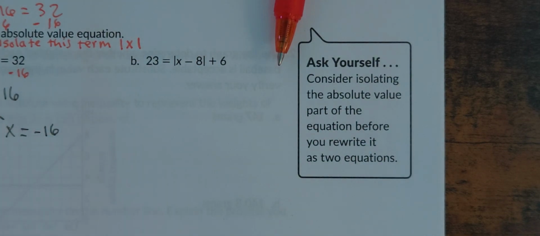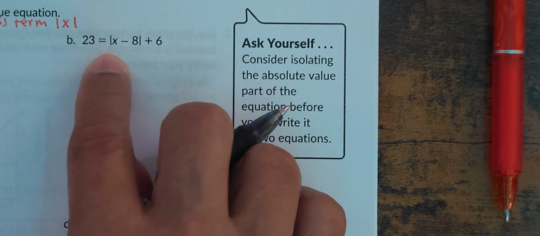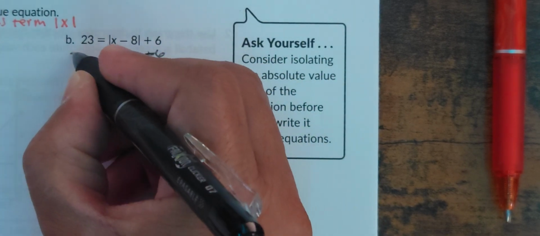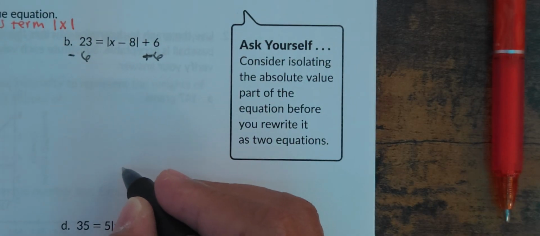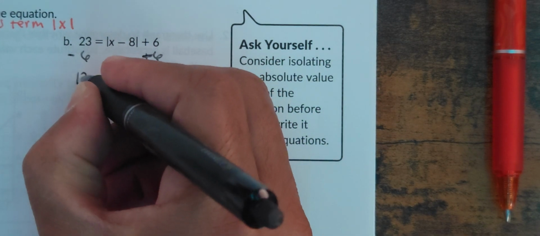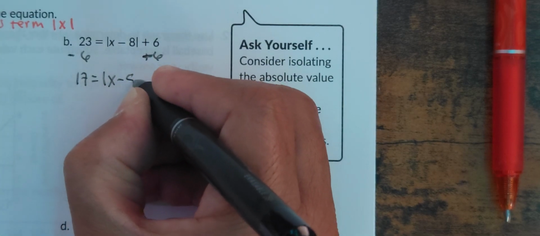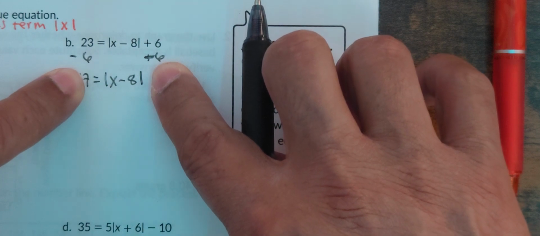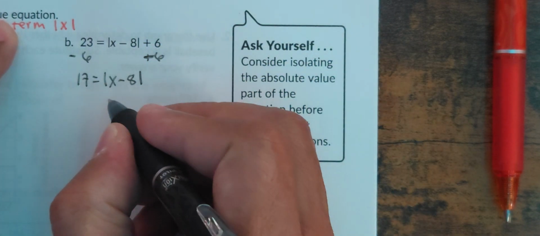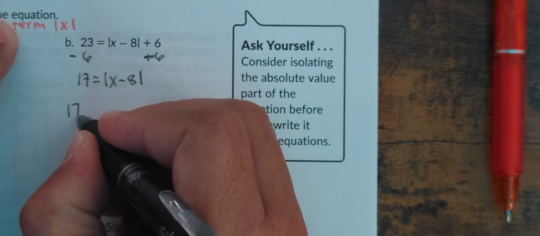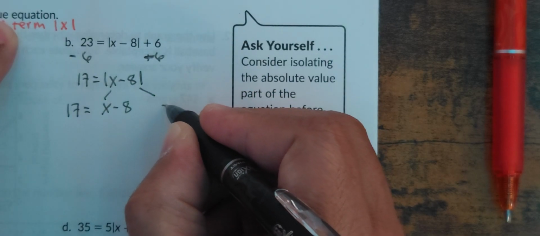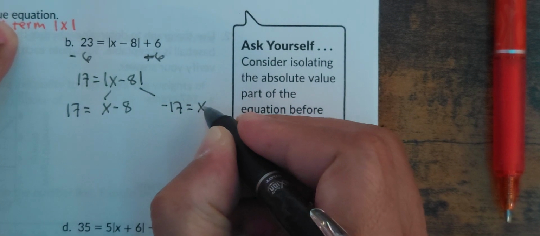So again, let's go to example B. Same thing, I have the absolute value here. I need to isolate it. There's a 6 with it. I'm going to subtract that 6 from both sides of the equal sign. And then 23 minus 6 gives us a 17. Absolute value of x minus 8. Once the absolute value is isolated, then I can set up the two equations. So one is 17 equals x minus 8. That's one. And the other is negative 17 equals x minus 8.